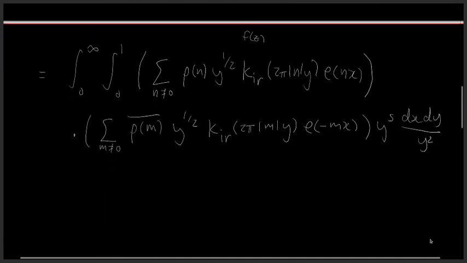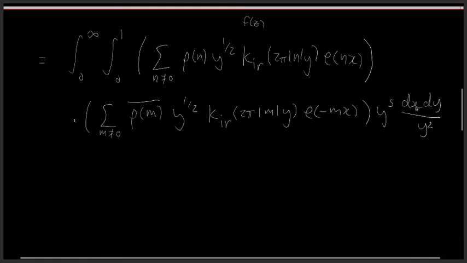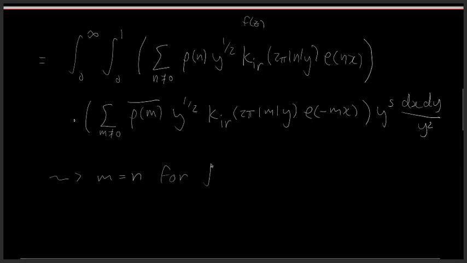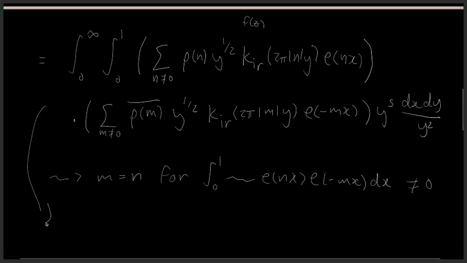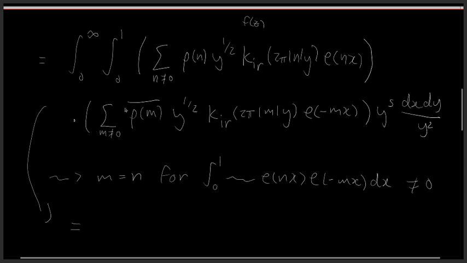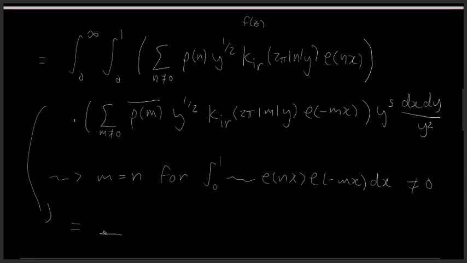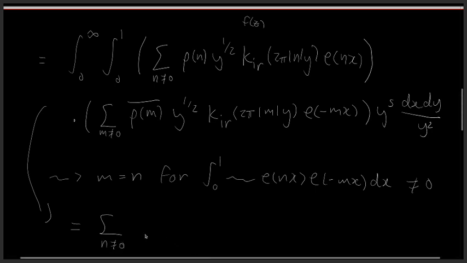Okay, and now again let's ask what has to happen for this integral in x not to vanish. What we'll need is m to be equal to n for this integral of e(nx) e(minus mx) dx to not be 0. So what that means is that our integral we can write it, I'm just going to bring out a sum over n here. So it's a sum n not equal 0. And then we have our integral in y from 0 to infinity, x from 0 to 1.